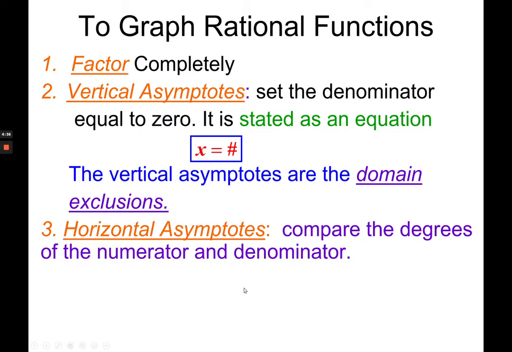Next, determine your horizontal asymptotes. Compare the degrees of the numerator and the denominator. That's the basis of your horizontal asymptotes. We will have a review on this as well.